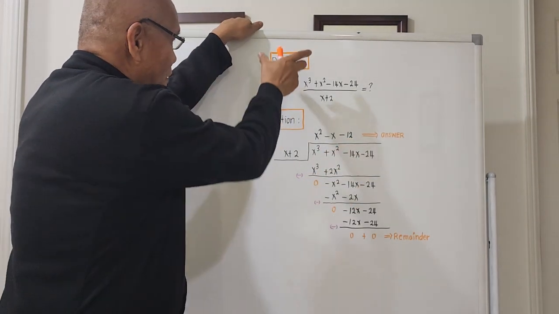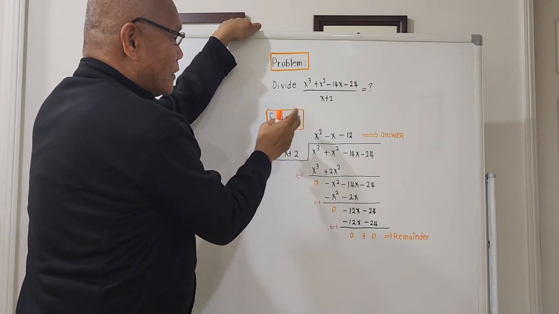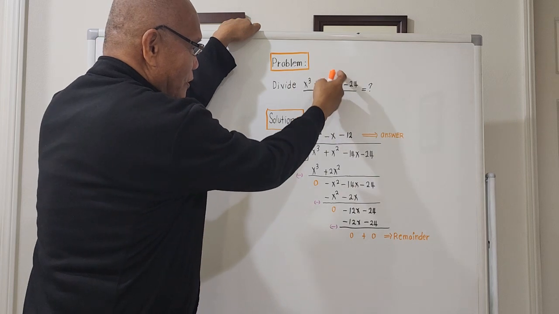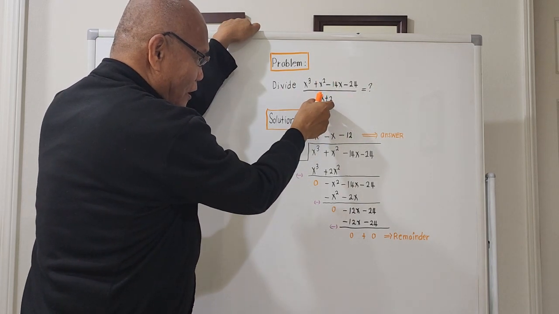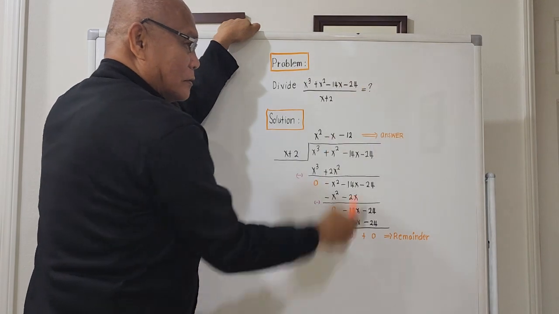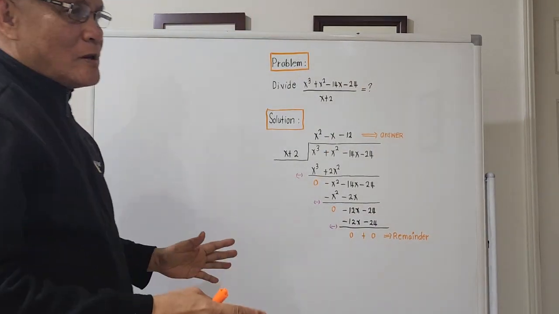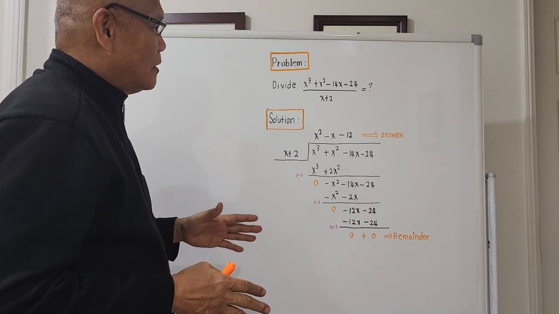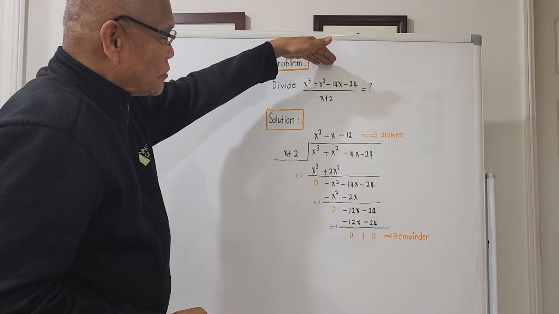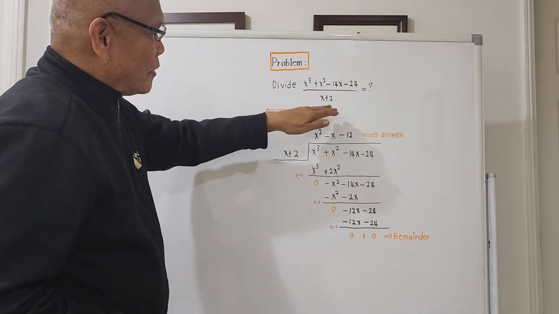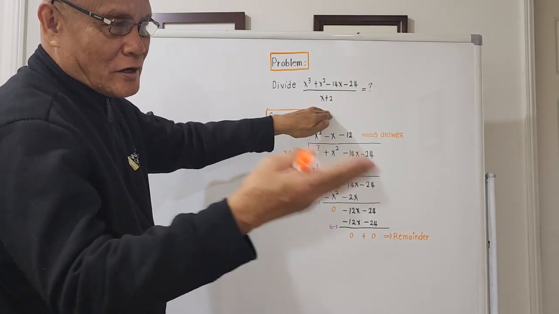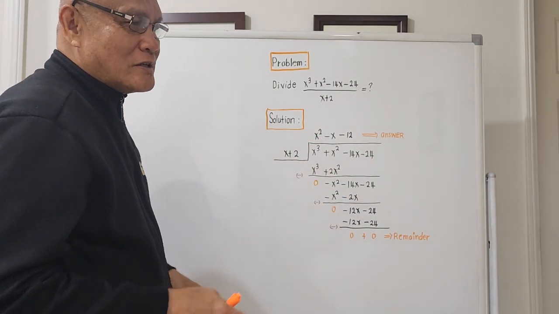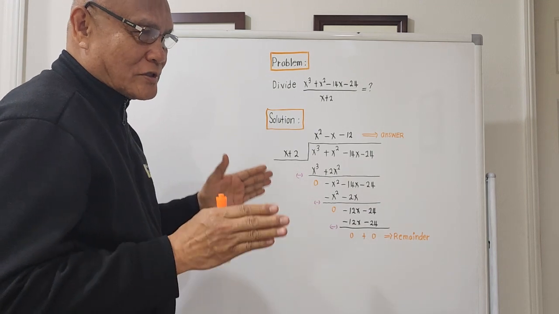We are given a problem. Divide the quantity x cubed plus x squared minus 14x minus 24 by x plus 2, and what will be equal to? The problem is asking for the division problem. We are given a numerator, which is a cubic, and a denominator, which is linear, and we are asked to divide. We term this long division or so-called synthetic division.